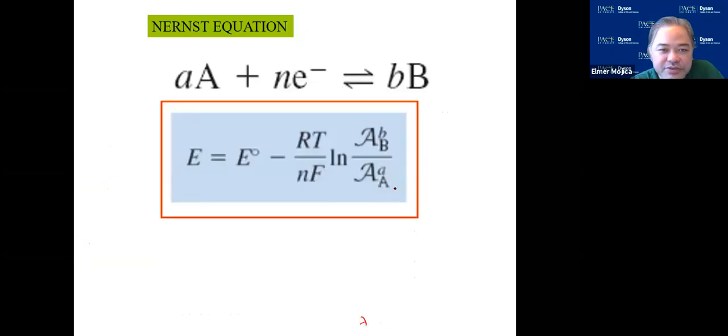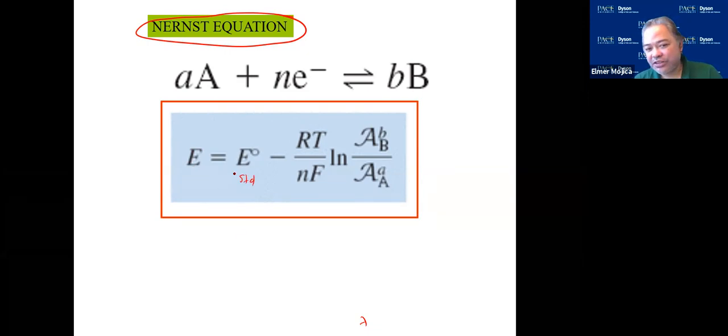So we have here the Nernst equation. So we have this so-called cell potential and the standard cell potential. So how do you distinguish the two? The standard would have this degree sign. So when you have a degree sign, that means it is a standard condition. And when we're talking about standard condition, usually 1 molar, at a particular temperature and pressure.